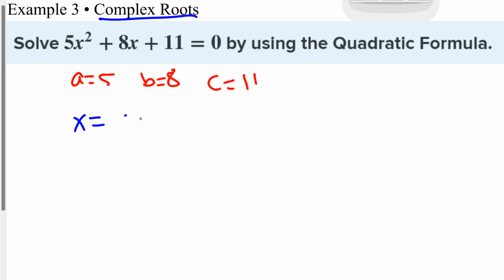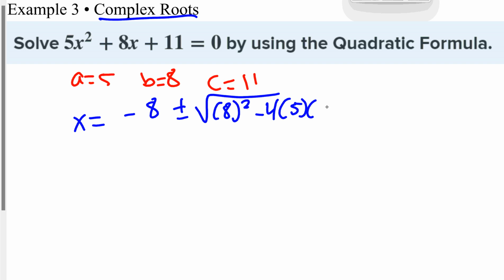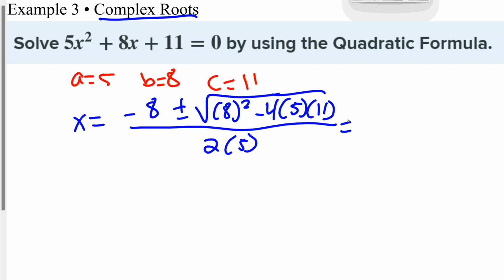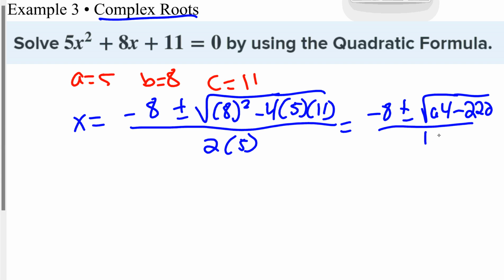So negative b, so that'd be negative 8, plus or minus the square root of b squared, which is 8 squared, minus 4 times your a times your c, and then the whole thing is over 2 times your a. All right, so that's negative 8 plus or minus the square root of 64 minus 4 times 5 times 11, that's 220. Oh, it's a negative, right? Because a negative times a positive is going to be a negative. All over 2a, which is 10.